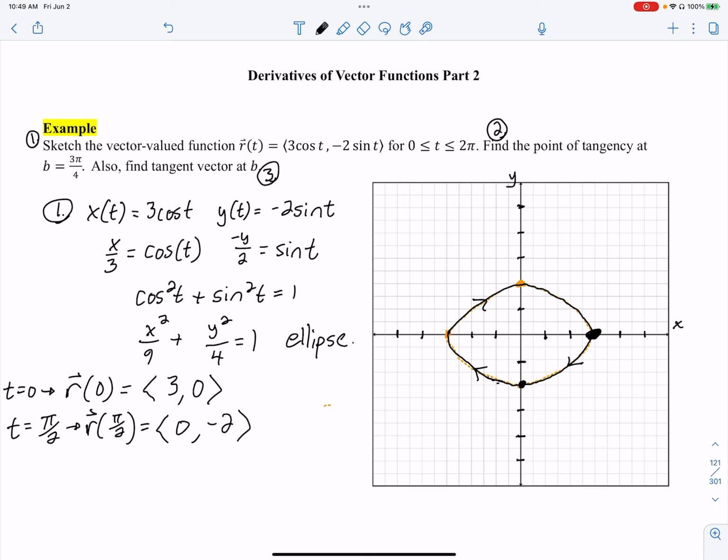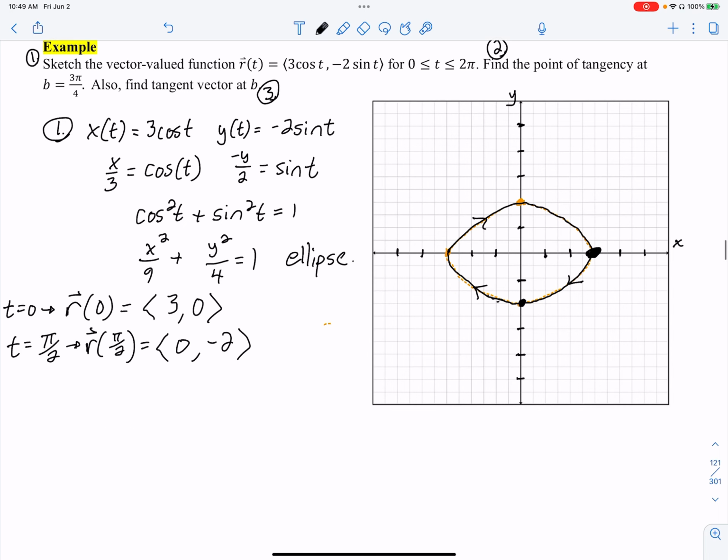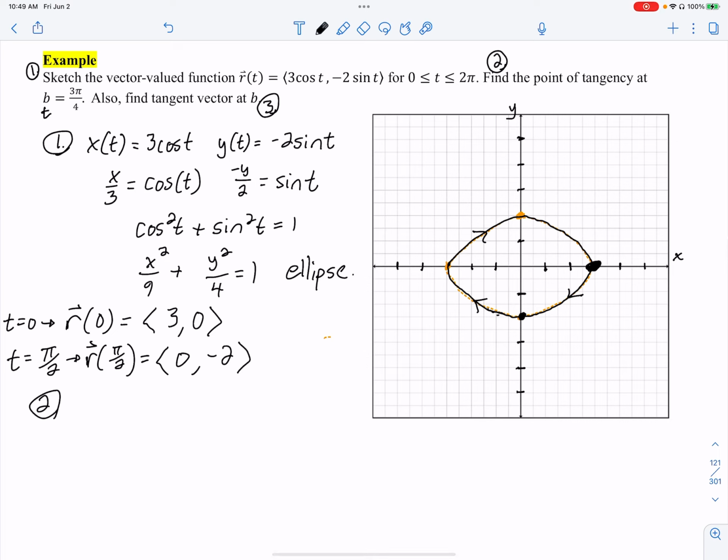Okay. They want us to find the point of tangency at b equals 3 pi over 4. So that was 1. Let's do 2 now. To find a point of tangency, we just need to plug it in. For b is 3 pi over 4, this is going to be our t in this case. They just gave another letter for it. So r of 3 pi over 4 is equal to, okay, cosine of 3 pi over 4 is radical 2 over 2, so I get 3 radical 2 over 2.